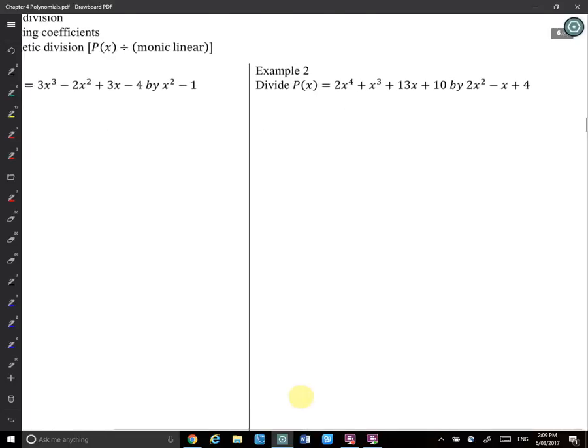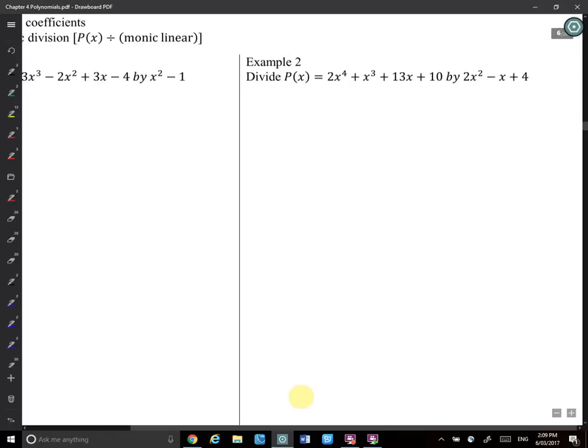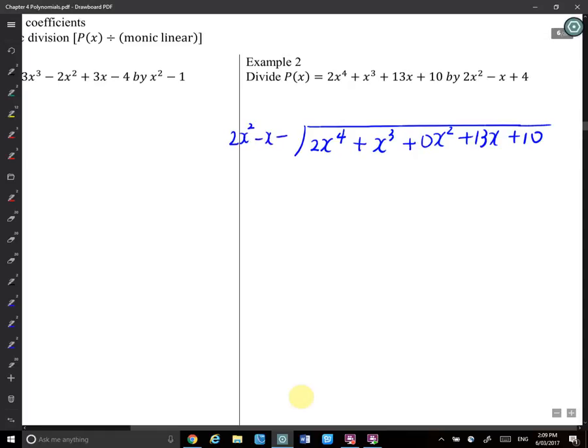Let's look at the second one. For the second one, we have 2x to the power 4, and then we have x to the power 3. We have no x squared term, so we need to put 0x squared here, and then 13x, and then plus 10. And what we divide by is 2x squared minus x plus 4.